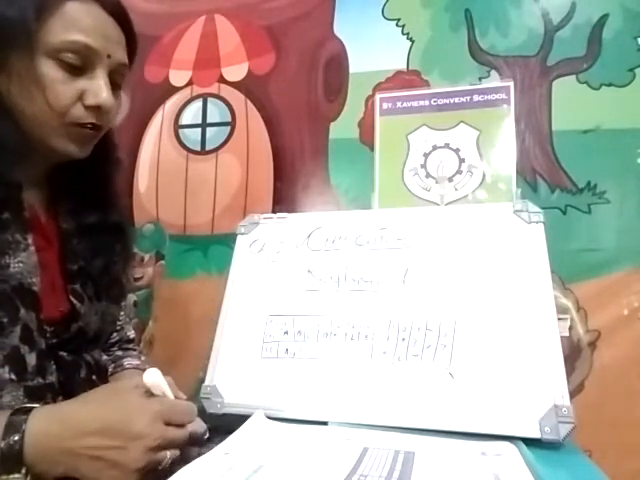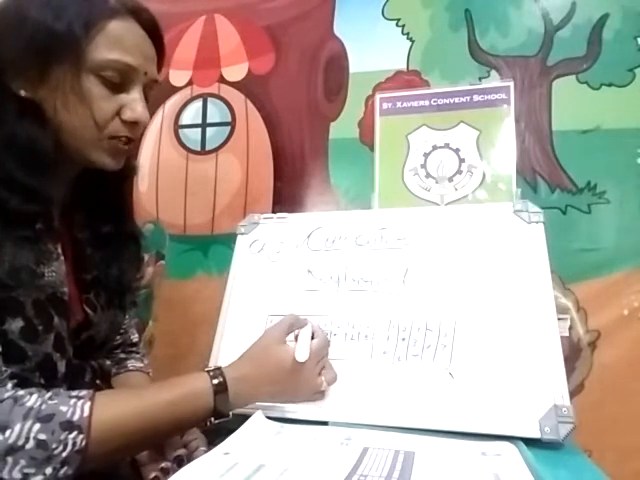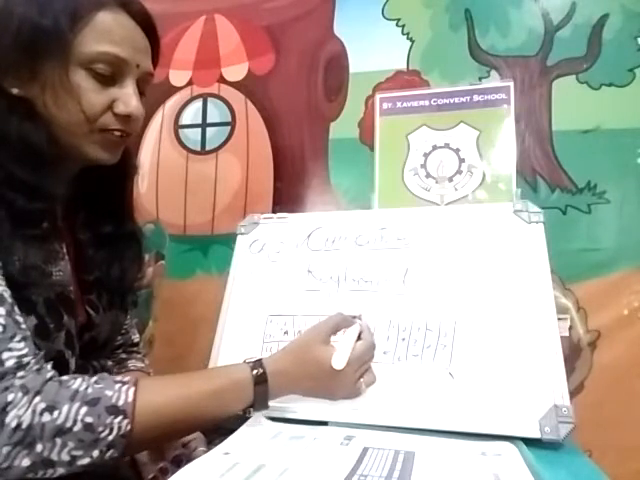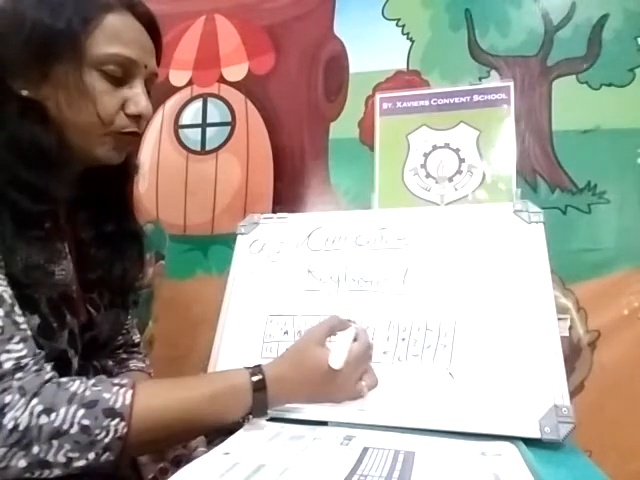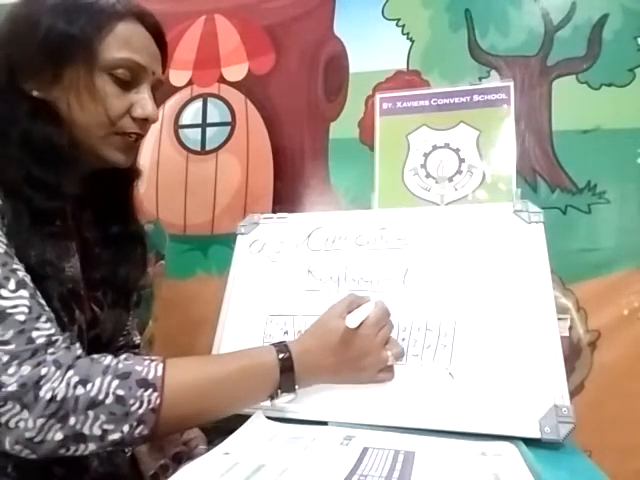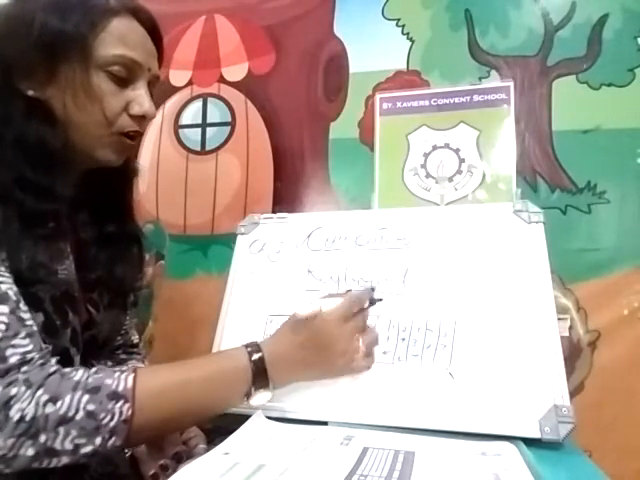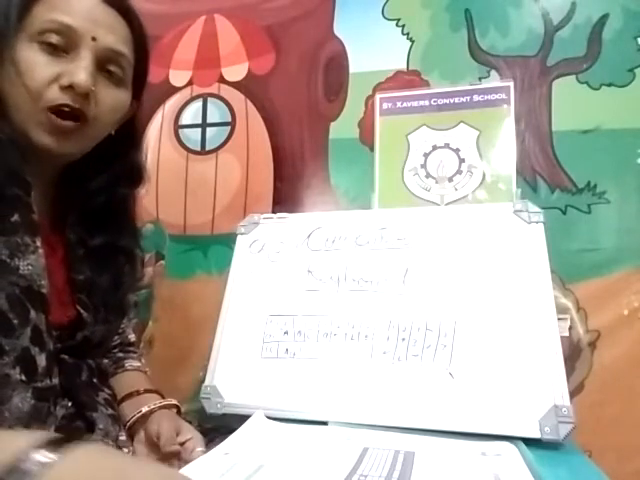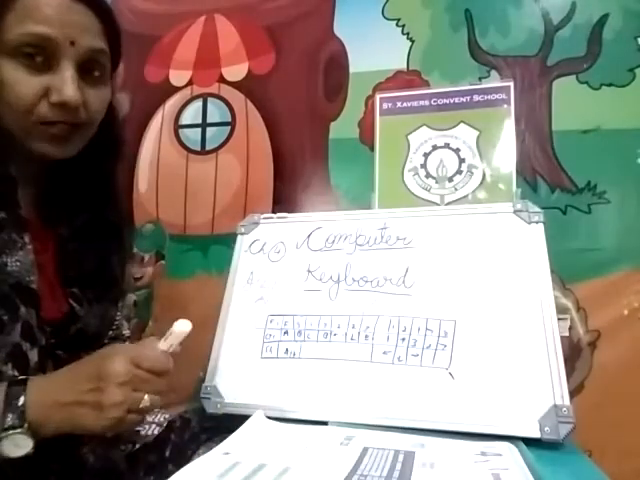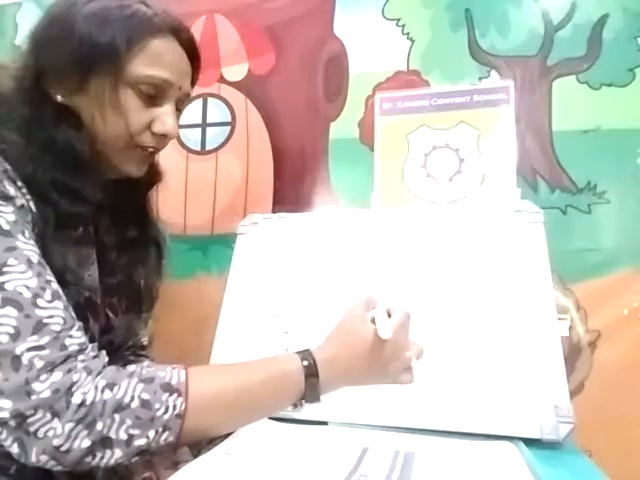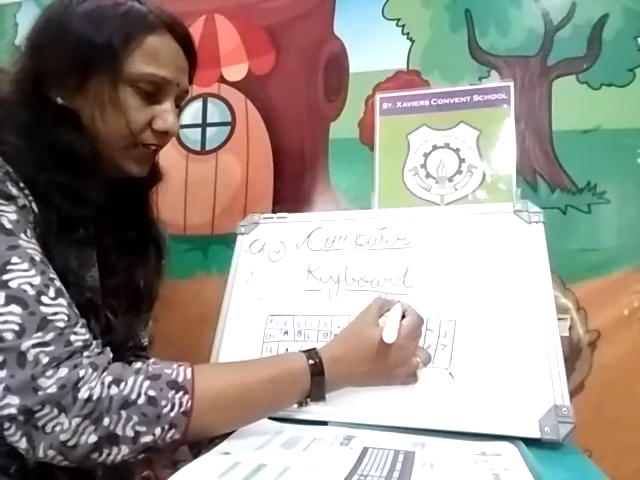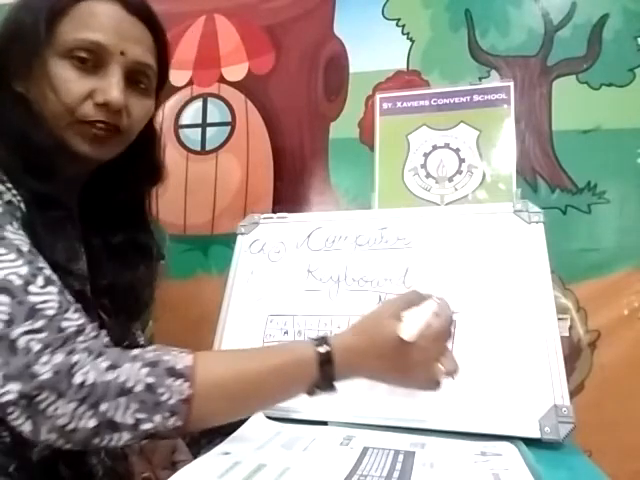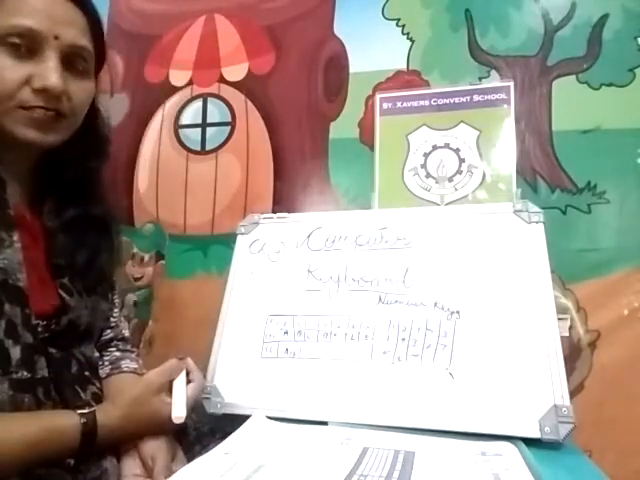Okay. Now next you see here some numbers are also written here. 1, 2, 5, 3, 0 like that. So what are all these called? These numbers are called number keys because numbers are there. That's why it's called number key. These are number keys.